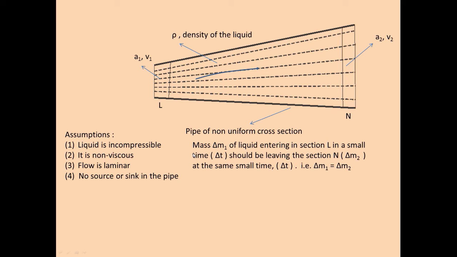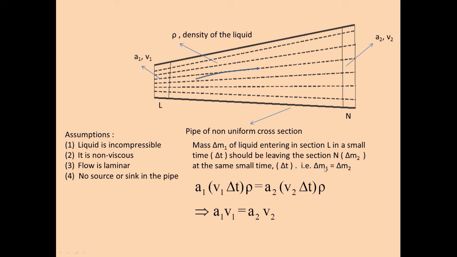Okay, now we go to the derivation. The mass delta m1 of the liquid entering this section L in a small time interval delta t should be leaving the section N in the same small time delta t. You call delta m1 and delta m2 the masses. What is delta m1 and what is delta m2? The masses of the liquid flowing here for a time delta t and flowing here for a time delta t. Same time delta t.